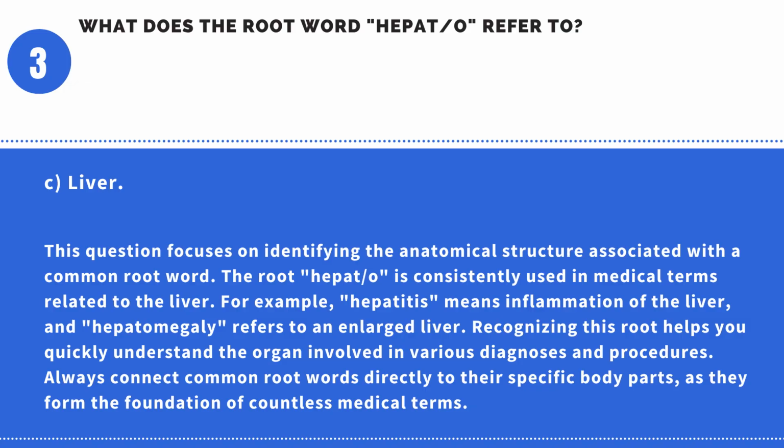The root hepat/o is consistently used in medical terms related to the liver. For example, hepatitis means inflammation of the liver, and hepatomegaly refers to an enlarged liver. Recognizing this root helps you quickly understand the organ involved in various diagnoses and procedures. Always connect common root words directly to their specific body parts, as they form the foundation of countless medical terms.